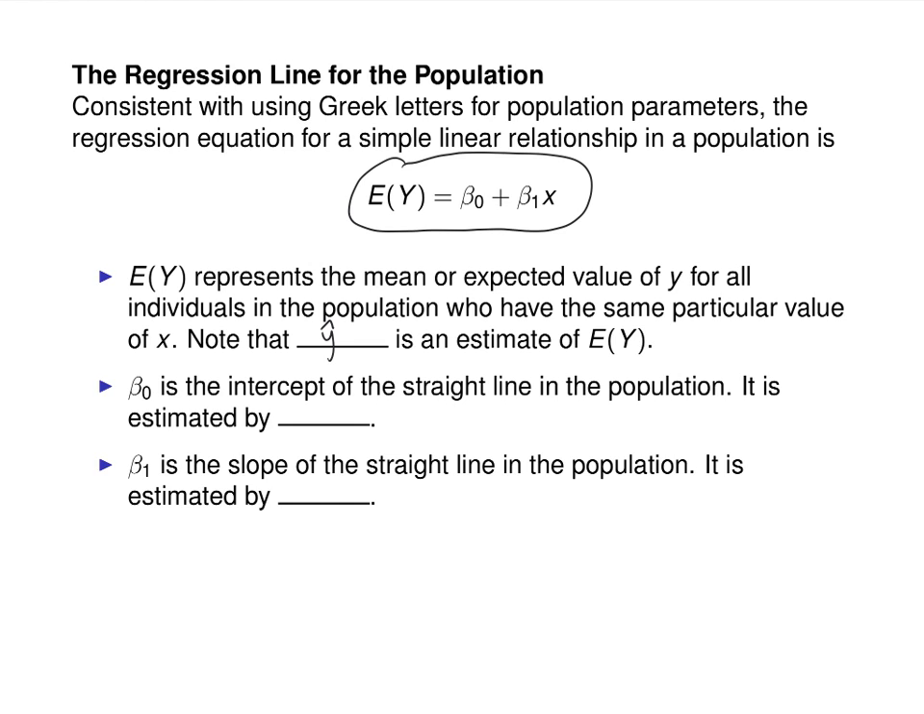So beta naught is the true intercept of the true regression line. What estimates that? You have your regression line, which is an estimate, right? Your estimate is b naught plus b1 x, so which one estimates beta naught? b naught. Beta naught is also the y-intercept, right? So the true y-intercept is estimated by your regression line y-intercept. And then what estimates the slope? b1. Okay.